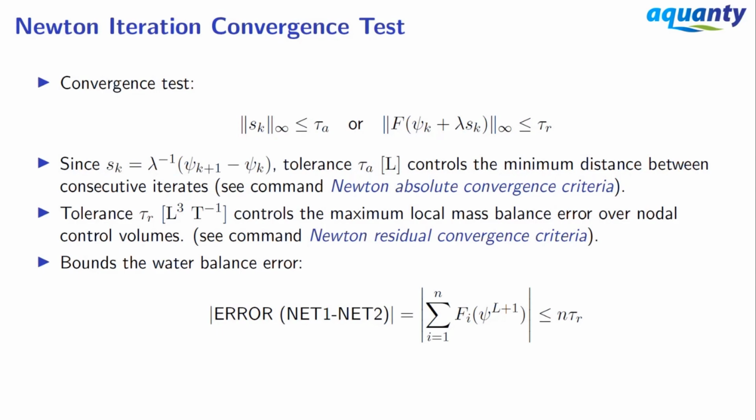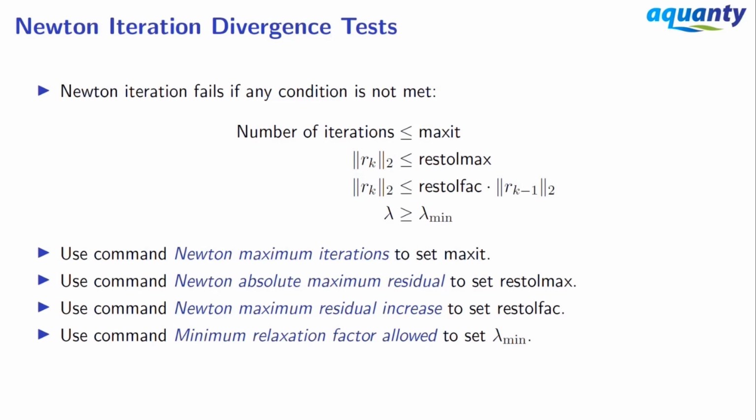So it's important to keep that in mind when you're choosing these tolerances. And of course, they're going to be model dependent. You have to decide basically what is a reasonable value for these tolerances. In addition to convergence tests, there are also a number of divergence tests for the Newton iterations: the maximum number of iterations, the maximum size of a residual at any step, the maximum change in the residual at any step, and then also the minimum relaxation factor size. And those various tolerances can be set by the commands shown below.